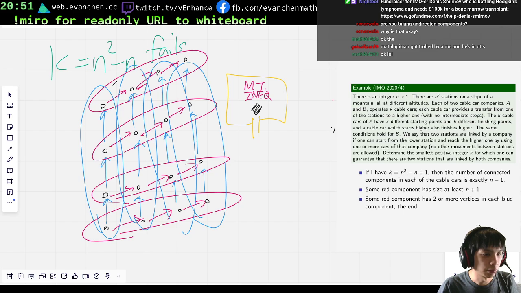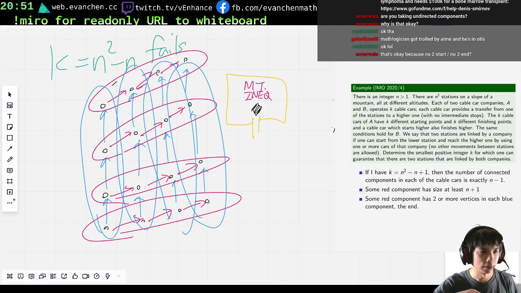Oh, are you taking undirected components? Yes. I guess maybe this is why. Because of this condition, each of the components is just an ascending path. It just goes up. There are no branches. Every component is actually just an ascending path. So you don't have to think about connected in a directed sense versus undirected sense, because they just all increase in height.